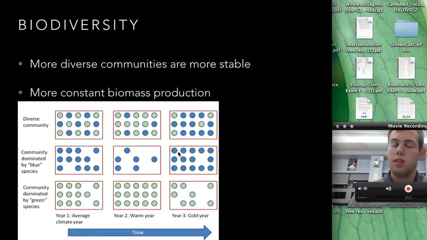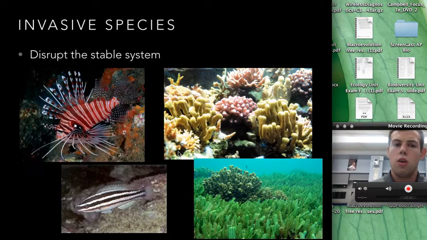If we want to keep a stable environment, if we want to keep the energy flow and the flow of matter throughout this whole system going, we need to be diverse. We need to have constant biomass production. Speaking of that, there is a way that this can get all ruined. This whole stable system can get disrupted.